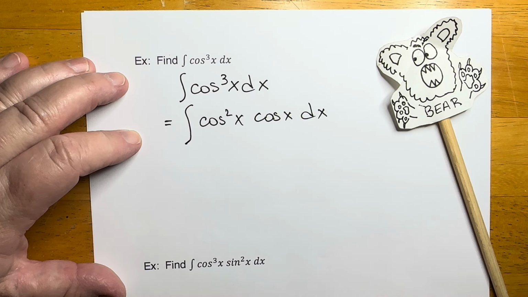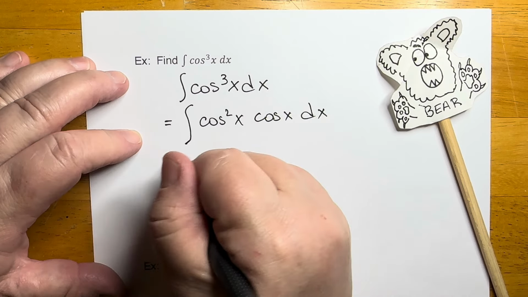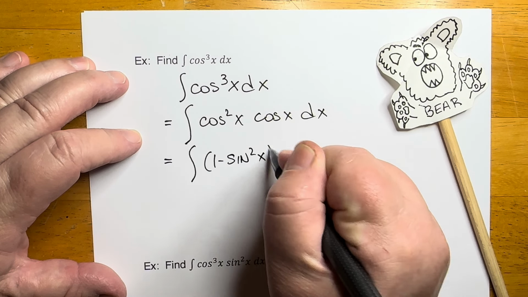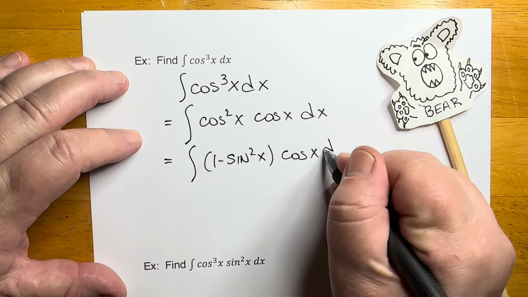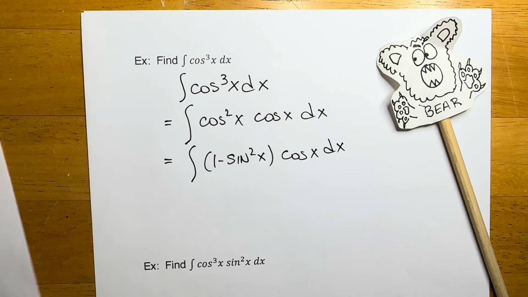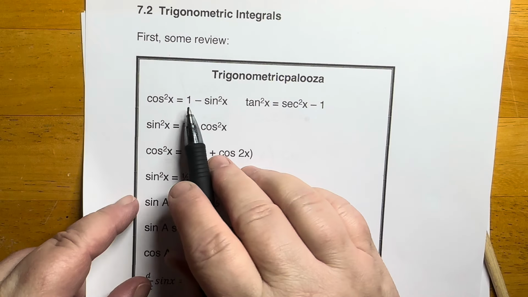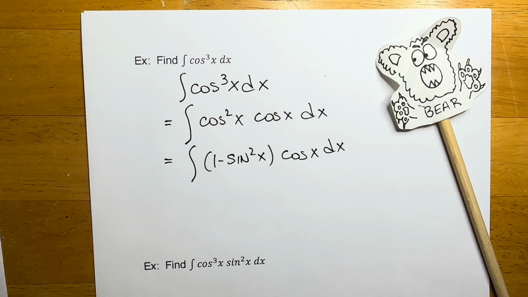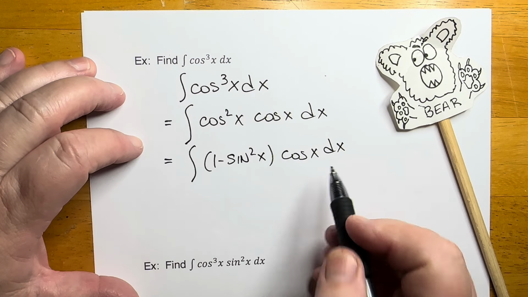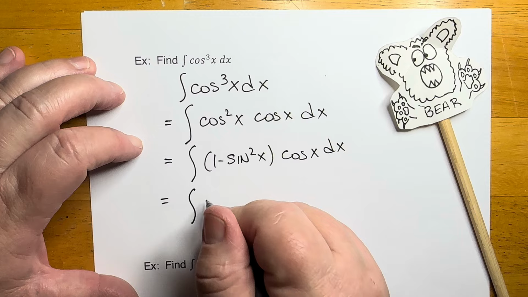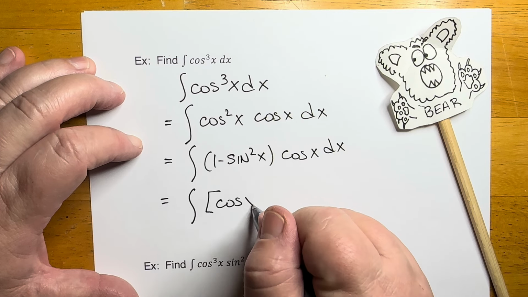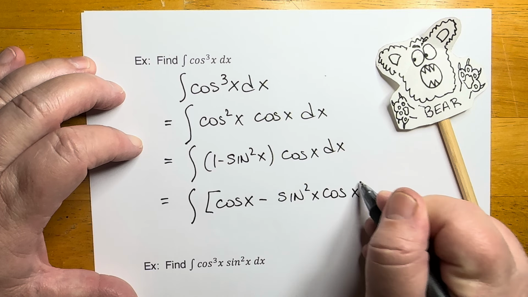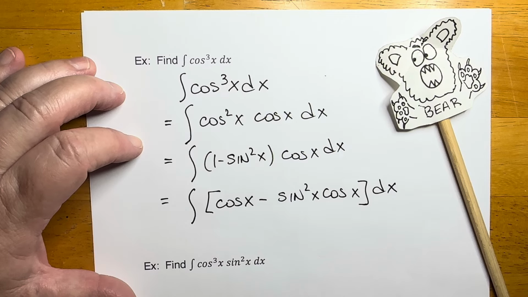What do you guys think? So far, so good? And then I happen to know that cosine squared is 1 minus sine squared. Right? Cosine squared is 1 minus sine squared. Sine squared is 1 minus cosine squared. So now I can rewrite this as cosine of x minus sine squared of x cosine of x, all dx.